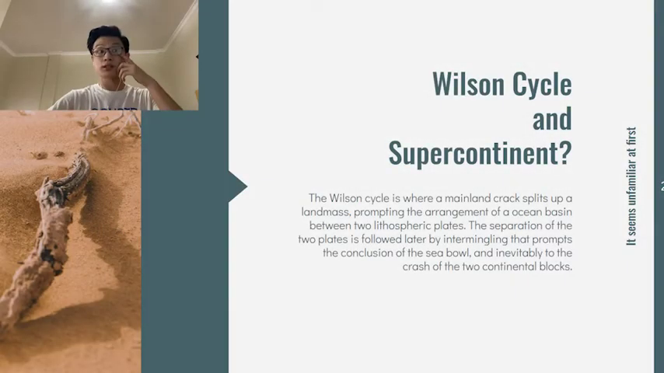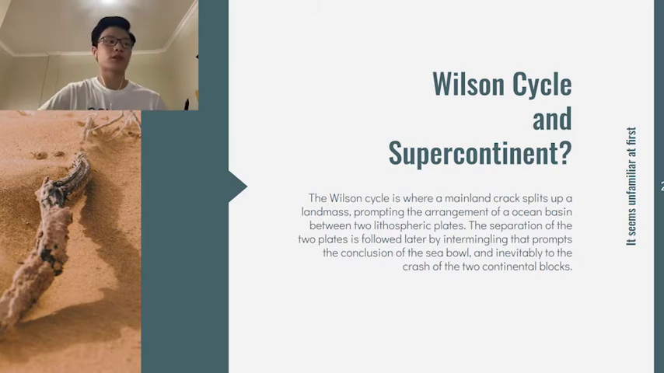So, the first one is the Wilson cycle. The Wilson cycle is where a continental rift splits up a landmass, prompting the formation of an ocean basin between the two lithospheric plates. The separation forms two plates and is followed later by convergence that prompts the closure of the seafloor and eventually the collision of the two continental blocks.